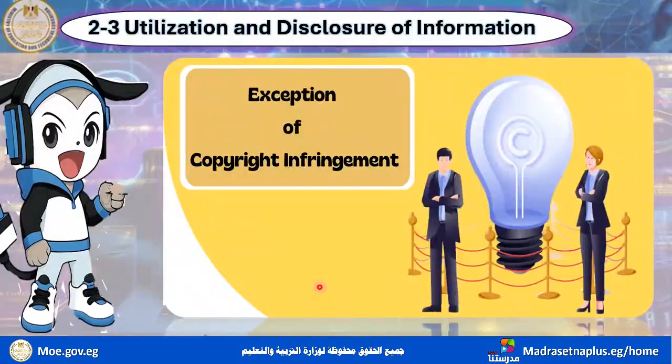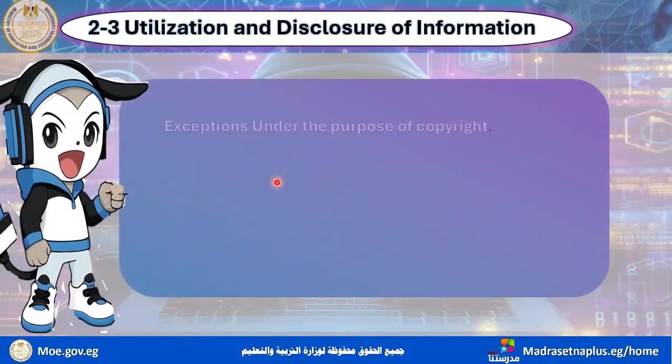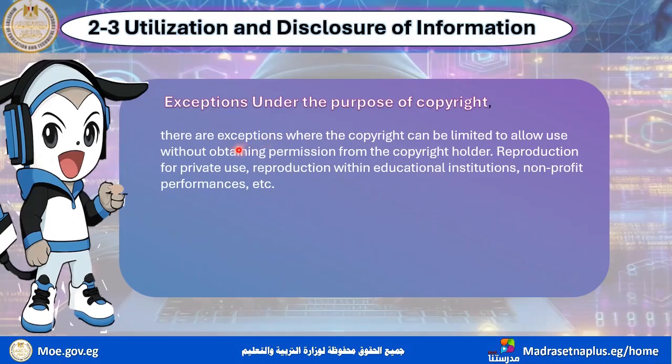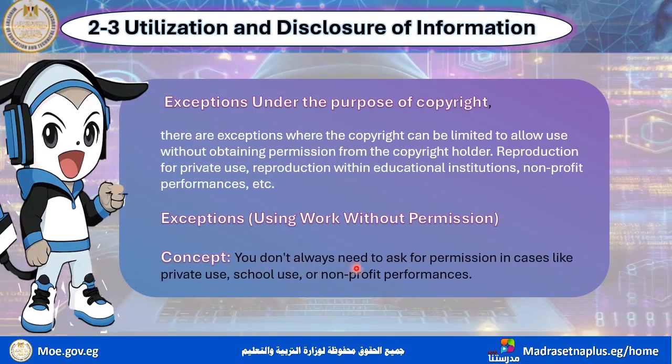Of course, as usual, if we have protection of rights, we have exceptions to copyright infringement. So what are the exceptions? Exceptions under the purpose of copyright. There are exceptions where the copyright can be limited to allow use without obtaining permission from the copyright holder: reproduction for private use, reproduction within educational institutions, and non-profit performance, etc. What does this mean? It means you don't always need to ask for permission in cases like private use, school use, or non-profit performance.